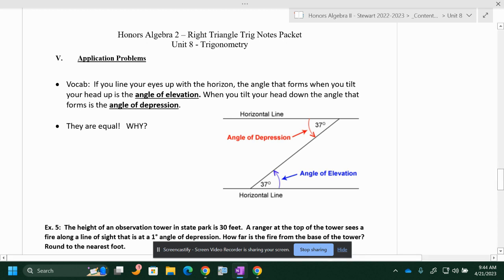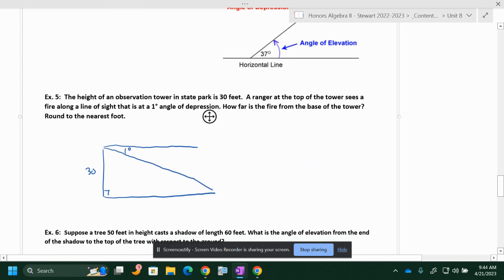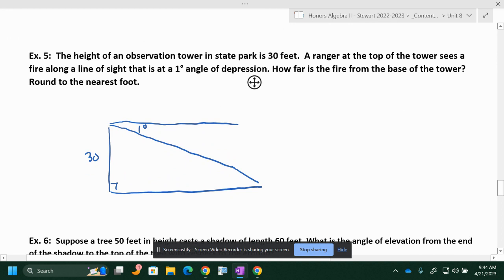So here are a couple of problems that I have for you to try. Again, if you want to, you can always pause the video and screenshot them, or maybe just take a picture and see how they're done.